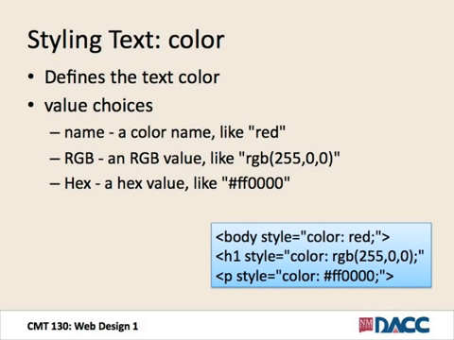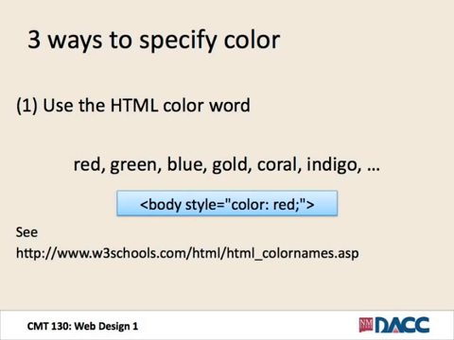As I already mentioned, the CSS property color is used to define the text color. You have three options for defining the value: the name, an RGB value, or a hexadecimal value. Let's take a closer look at each. You can use the HTML color word like red, green, blue, gold, coral, or indigo. In the example, we have styled the body to have a color red. You can find a list of the HTML color names at the W3 Schools website.